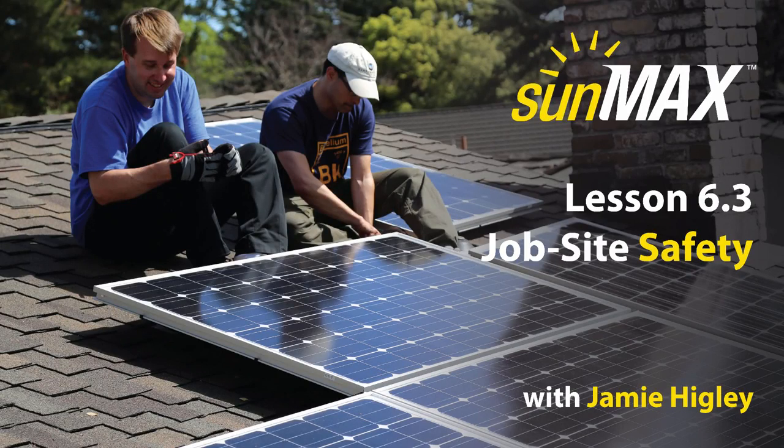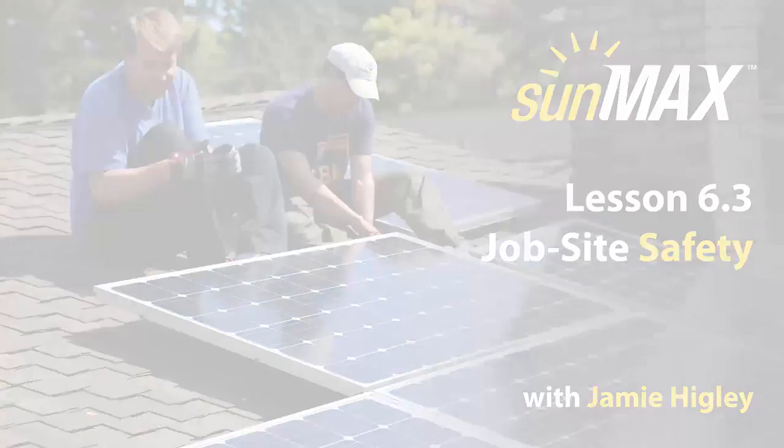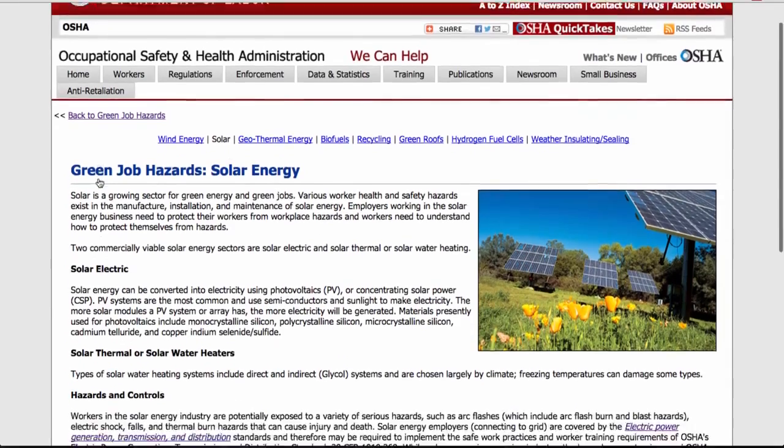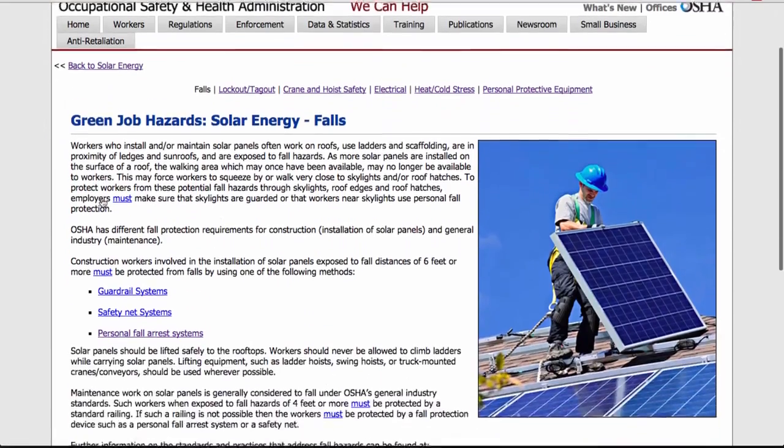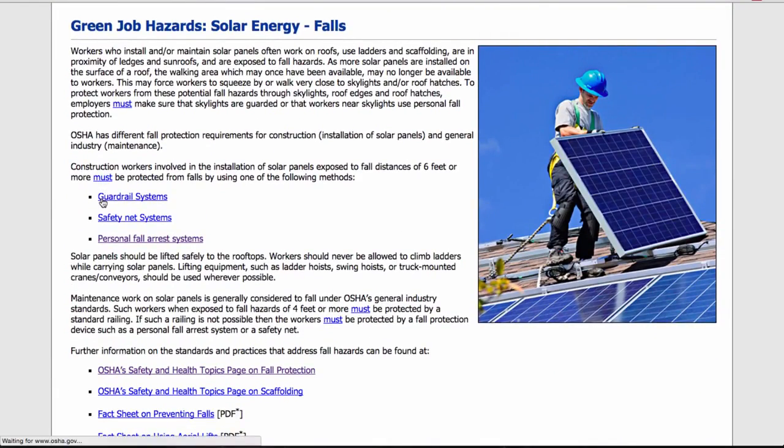For any solar job site, safety is the #1 priority. Only qualified and experienced individuals should work with solar energy equipment. This lesson is designed to introduce safety topics to anyone working with SunMax PV equipment and is not intended as a substitute to formal safety training, such as that provided by OSHA, the Occupational Safety and Health Administration. The solar section of the Green Job Hazards page listed on the OSHA website gives a detailed overview of precautions relating to work in the solar energy field.